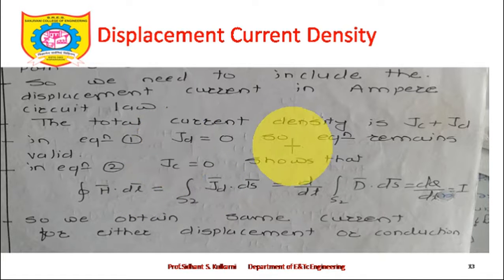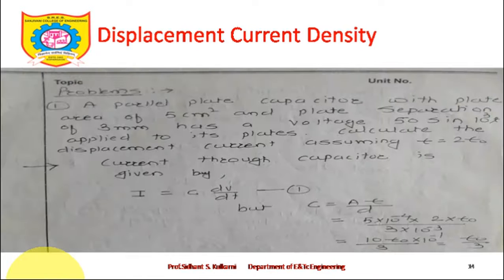I will repeat this. The total current density is JC bar plus JD bar. In equation 1, JD bar is equal to 0, so the equation remains valid. In equation 2, JC bar equal to 0 shows that H bar dot dl bar is still the integral of JD bar dot ds bar, still equal to I. So we obtain the same current for either displacement or conduction. So try to understand this. Modified Ampere's law can be written as del cross H bar is equal to JC bar plus JD bar, which I have already explained in the previous lecture. The JC bar term is valid for the conductor case, and the JD bar term is valid for a dielectric or non-conducting material.